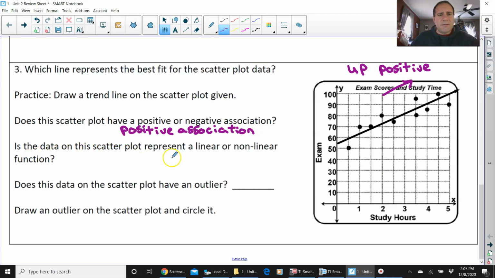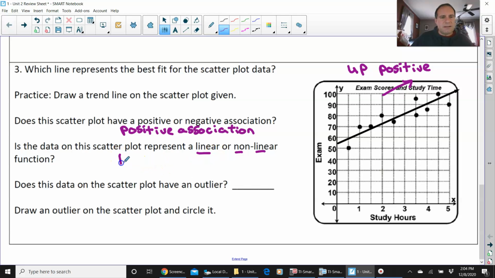Does the data on the scatter plot represent a linear or nonlinear function? Is it a straight line as far as scatter plots go? Because scatter plots are scattered all over the place anyway. But we're talking about, can you draw a trend line here that is completely straight? And yes, you can.